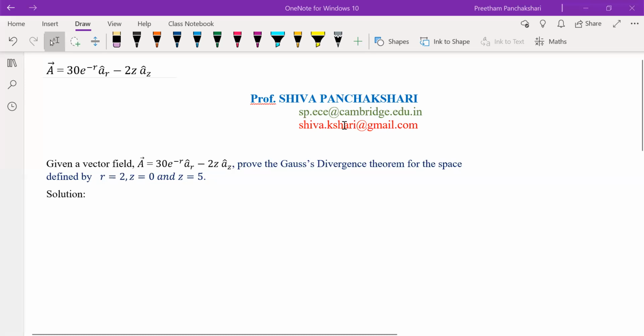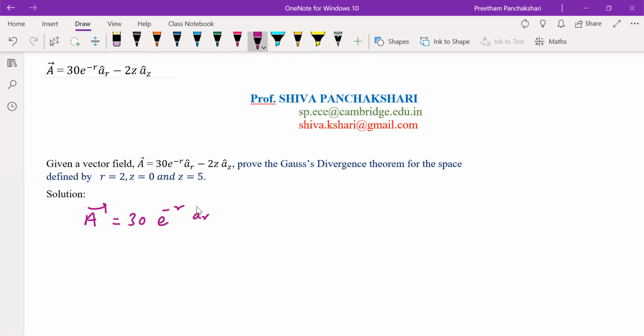A vector field is given in terms of R and Z. The given vector is A equals 30 e power minus R A cap R minus 2Z A cap Z. Here A can be any flux density vector. It need not always be electric flux density, but A should have the partial derivatives. Then only Gauss divergence theorem is verifiable.